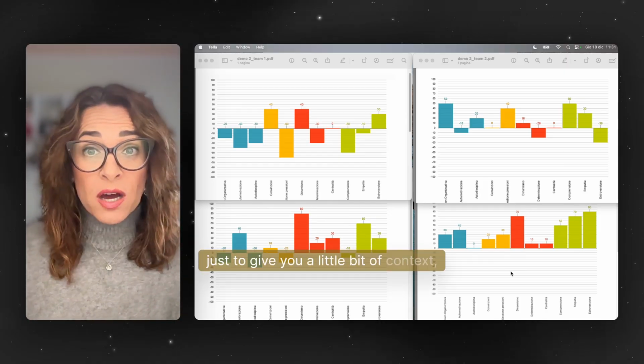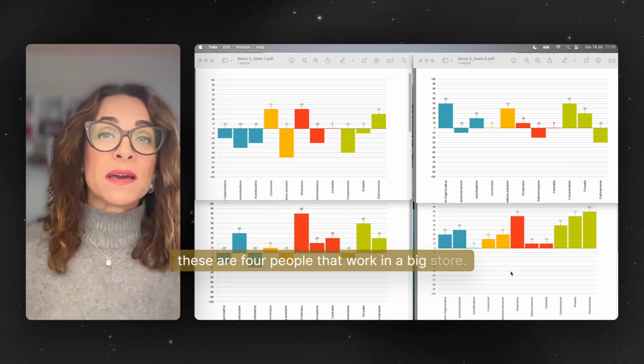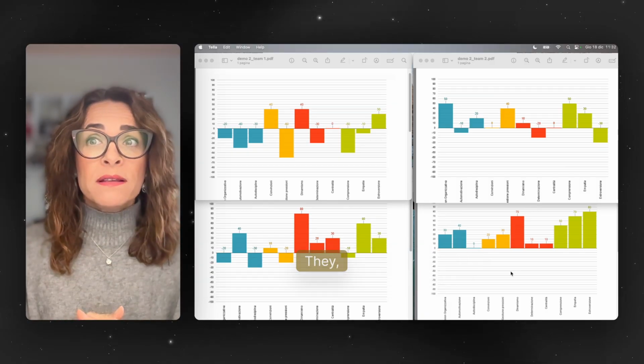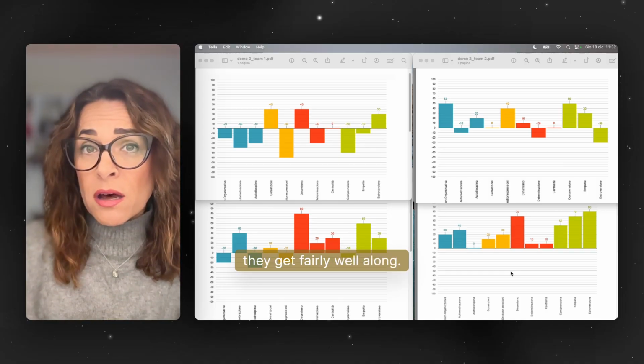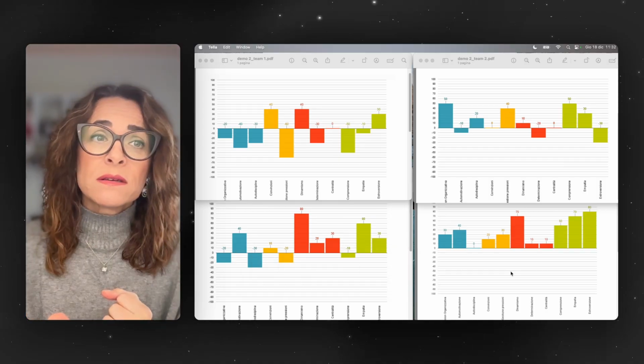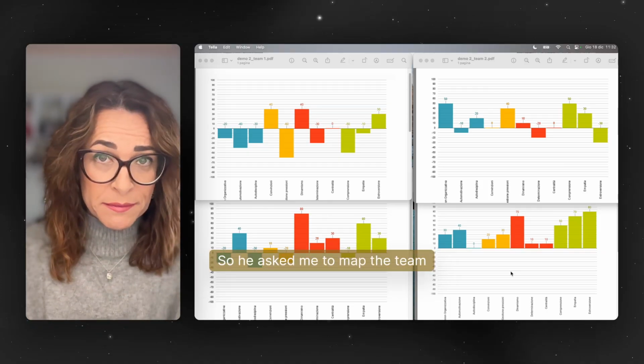Just to give you a little bit of context, these are 4 people that work in a big store. Okay, they've worked together for a while. They get along fairly well, but there are things that my client sees that he doesn't very much like. So he asked me to map the team.